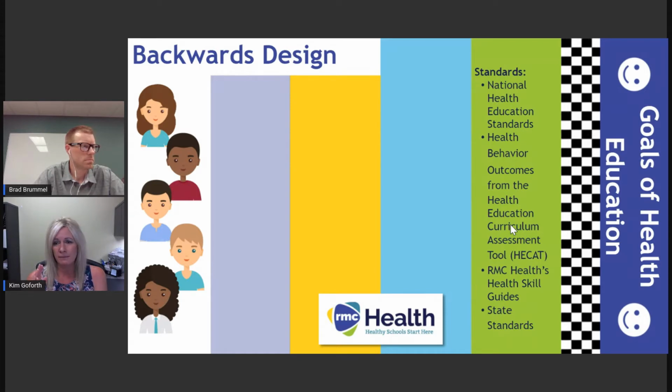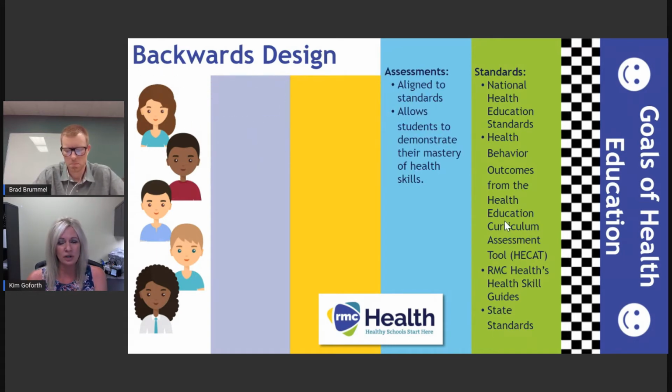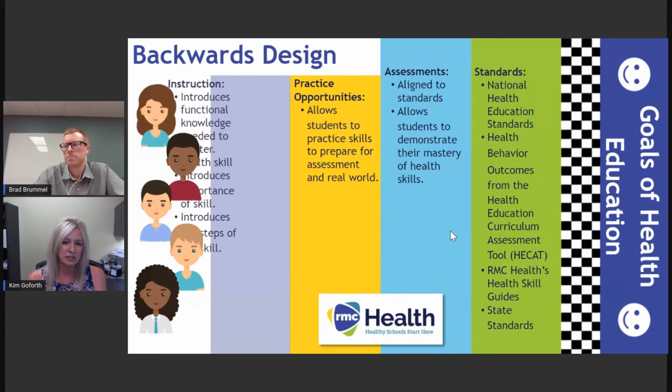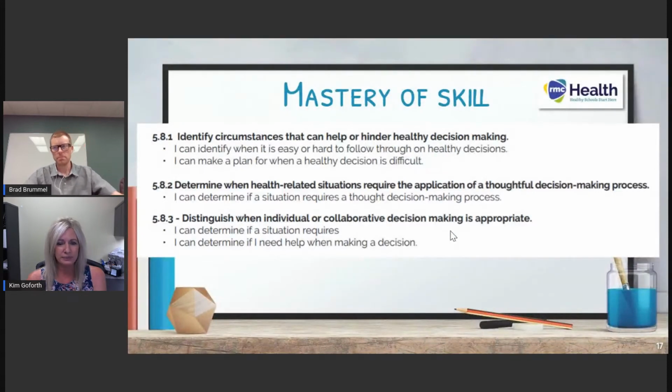What are we looking at here? And this training series are the national health standards. We have dug into some of the performance indicators for those. And now we're going to back up one level and start with that assessment piece. Start with the mastery in mind. What do you want your students showing you about Standard 5? And so Brad's going to walk us through some of the mastery conversation for Standard 5.